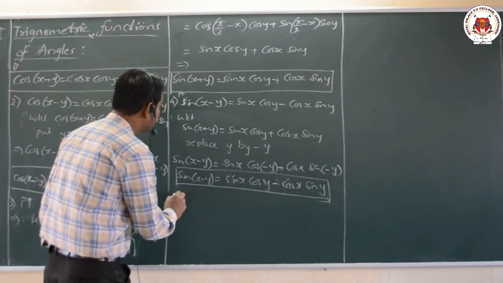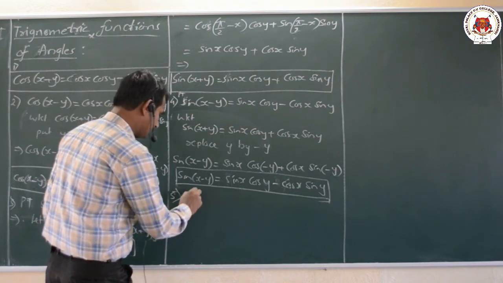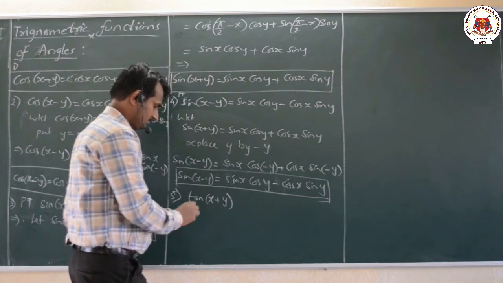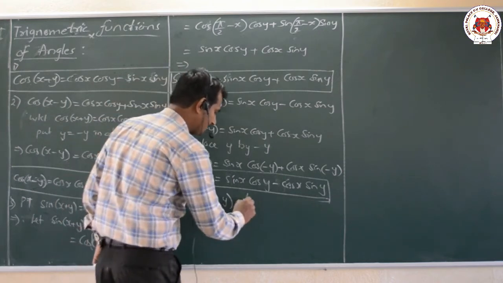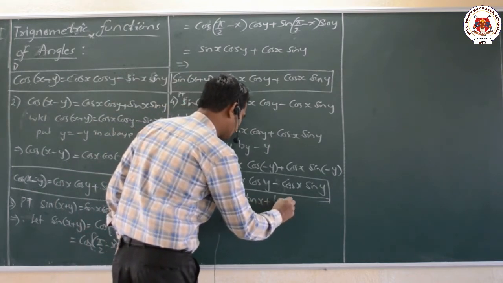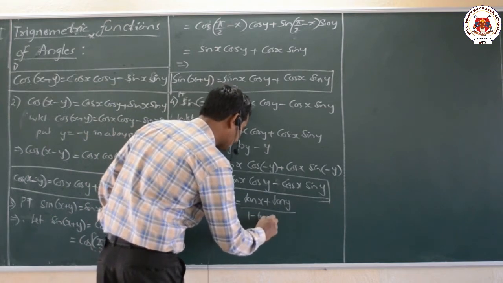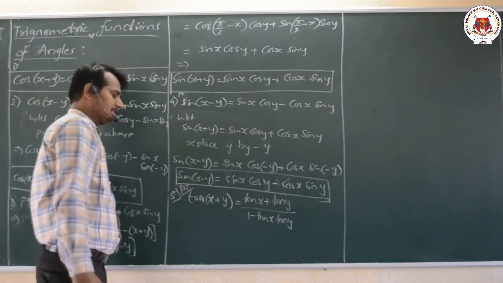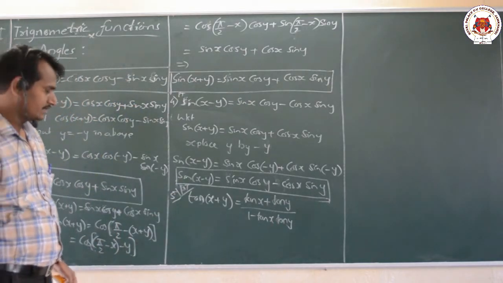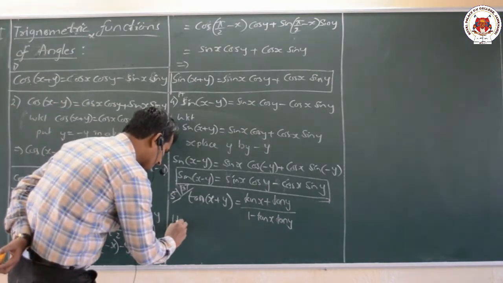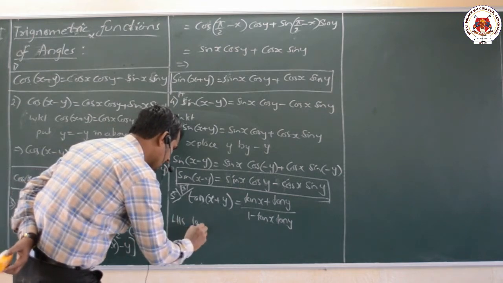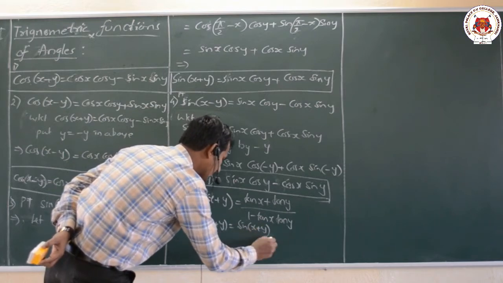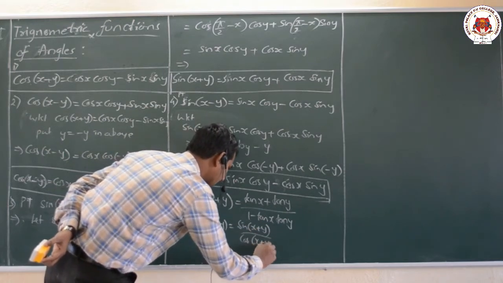That is the fifth one: tan of x plus y equal to tan x plus tan y whole divided by 1 minus tan x tan y. We shall write it as prove that. Sometimes this particular thing will be asked for 2 marks in your examinations. Now here, how do we solve it? I will take the LHS part, that is tan of x plus y, which is equal to sin of x plus y whole divided by cos of x plus y.